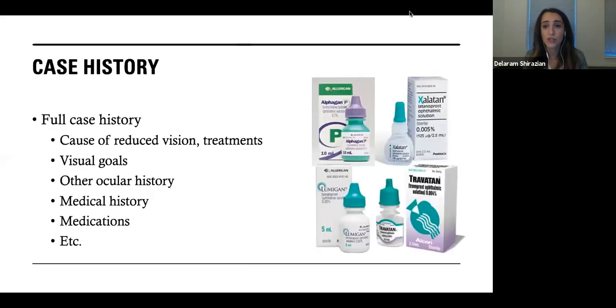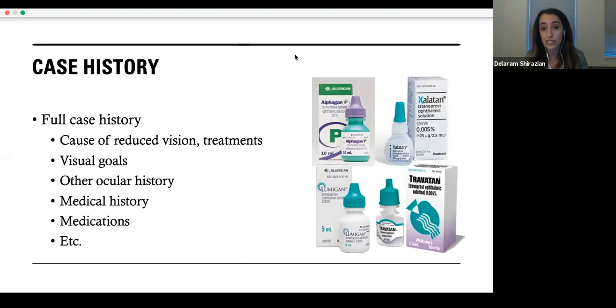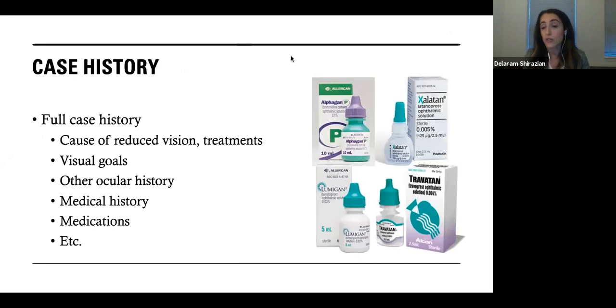So let's get into the low vision exam. The first part is the case history. So this is pretty much similar to when you see your regular eye care provider. We want to know everything. We want to know the cause of reduced vision, if you've had any previous treatments before. If you're on a bunch of glaucoma meds, we want to know those. If you've had surgeries in the past, we want to know. We want to know your visual goals as well.